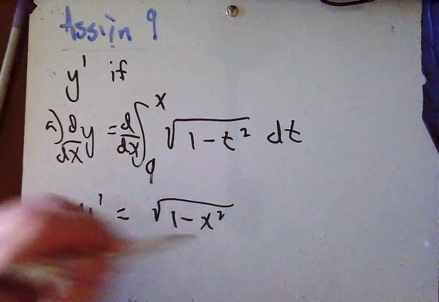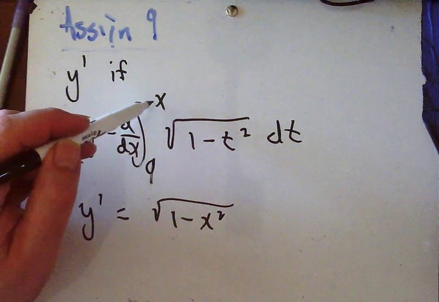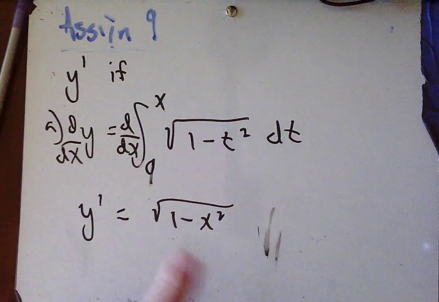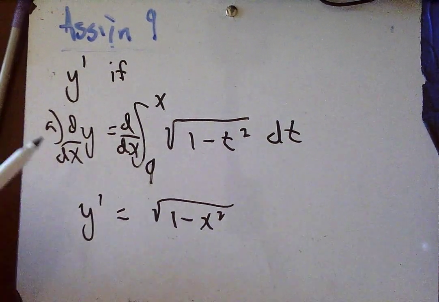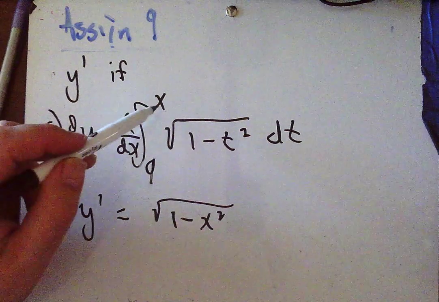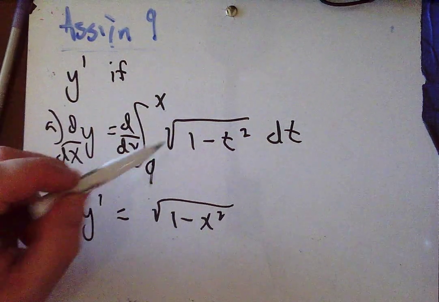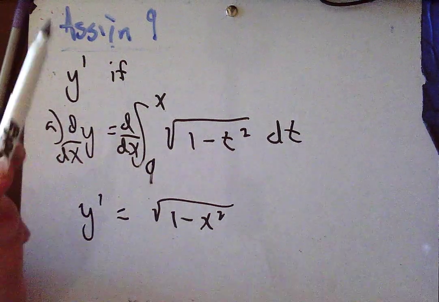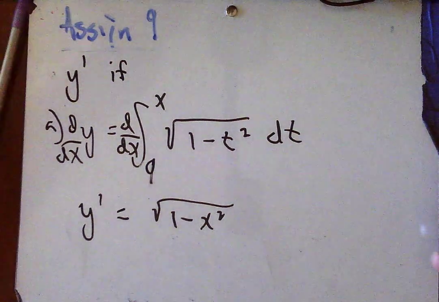1 minus x squared. Don't forget the derivative of this with respect to x, but that's just 1. So there we go. There's no chain rule here because the derivative is 1 to worry about. And that's just a dummy variable. If you're still not comfortable with that, you might want to go back and check out FTC Part 1 in video 8.